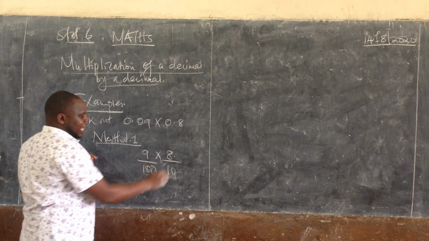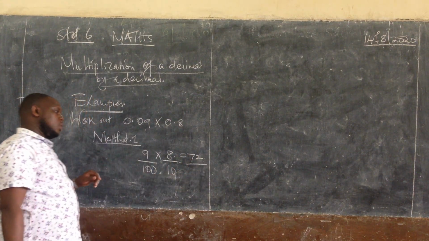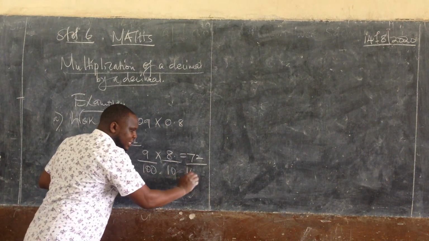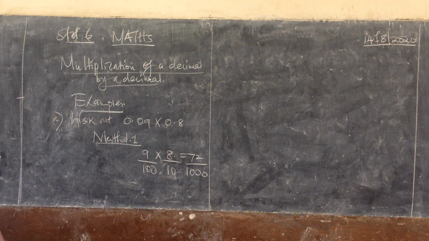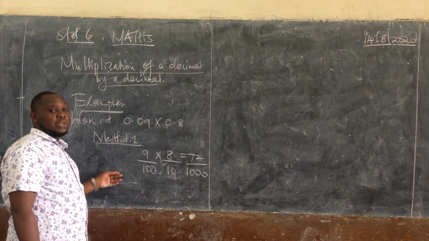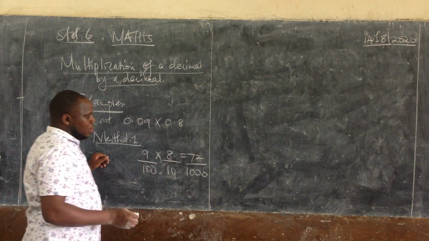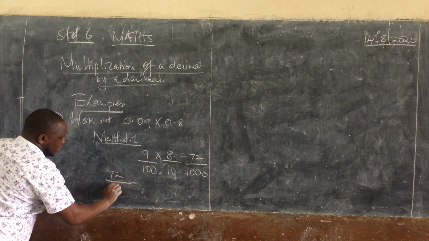And 9 times 8 is 72 over 100 times 10. You just take that 100 and add the next 0 there. So it's going to be 72 over 1000. But again, we are not going to leave it as a fraction because we are talking about decimals. So after getting that, now you divide 72 over 1000.